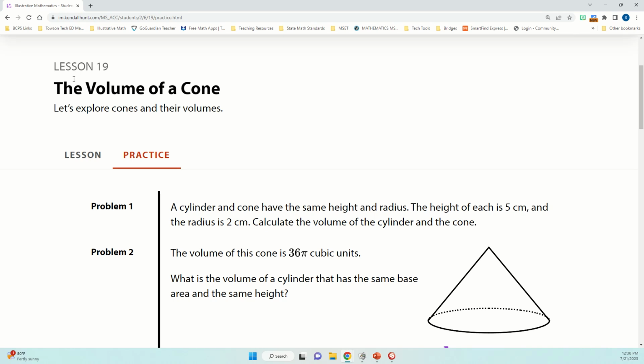So in this video, we are going to look at the Accelerated 7, Unit 6, Lesson 19, Practice Problem Number 1. The students will be asked to calculate the volume of a cylinder and a cone that has the same height and the same radius. Now, notice there's no picture here, there's no visual.